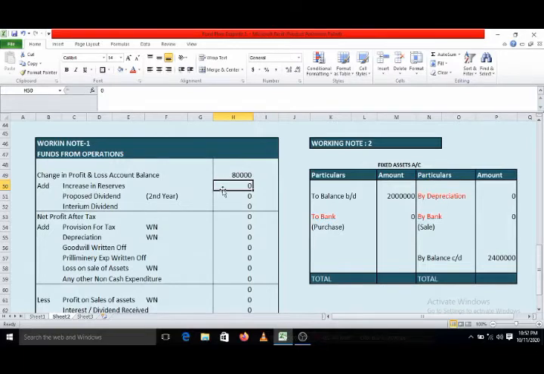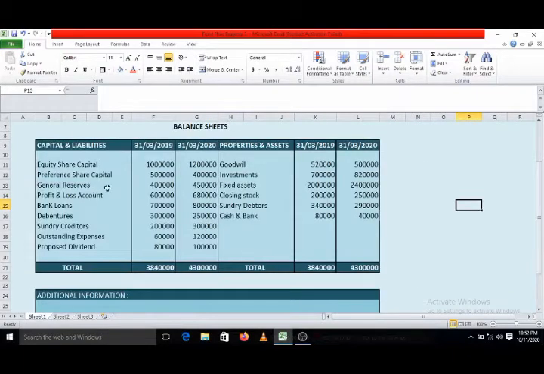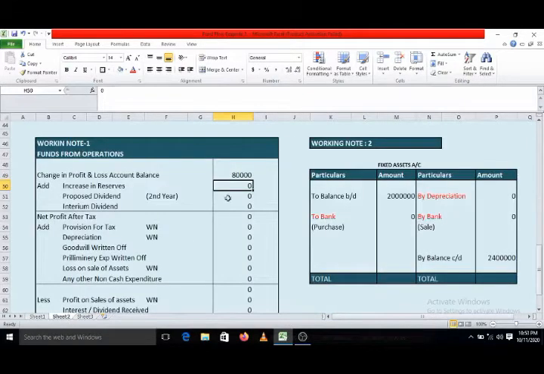Increase in reserves. Now check out increase in reserve. Reserves are also on balance sheet liability side. General reserve. First year 4 lakhs. Second year 4 lakhs 50,000. It means reserves have increased by rupees 50,000. So increase in reserve 50,000. Again same, suppose the reserves would have been decreased, so would have taken it as a minus amount.